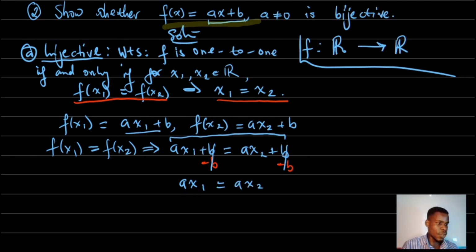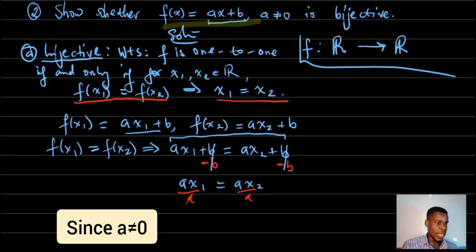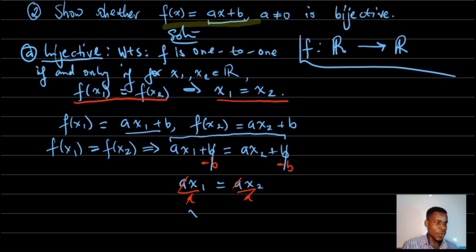Then the next thing I'd like to do is divide both sides by a. Divide this by a, and then divide this by a. The a cancels out with the a, leaving us with x1 equals x2. So you notice what we have. We started by assuming that f of x1 and f of x2 are the same. That leads us to saying that x1 and x2 have to be the same.